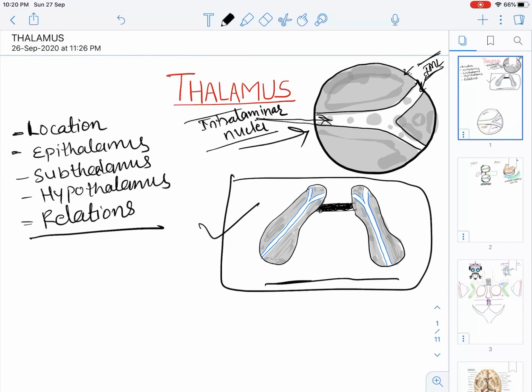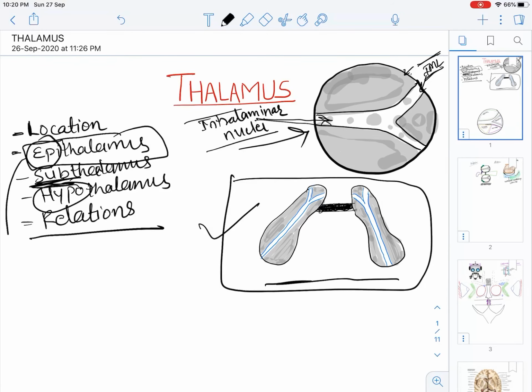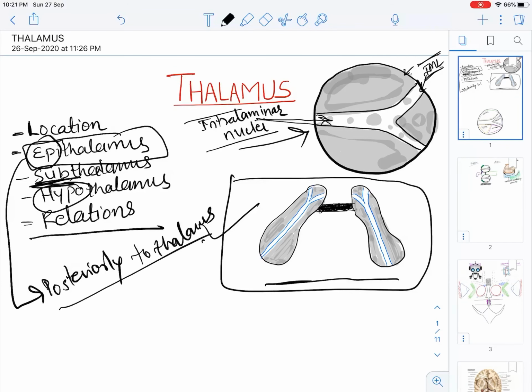First we will see the relations. First you should know what is epithalamus. Everything is in the name. Epi means above, hypo means below, and sub also means below. The epithalamus is situated posteriorly to the thalamus.